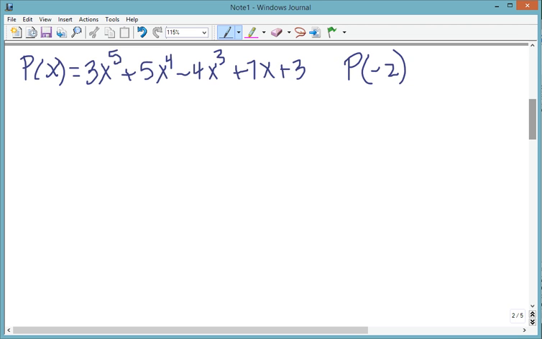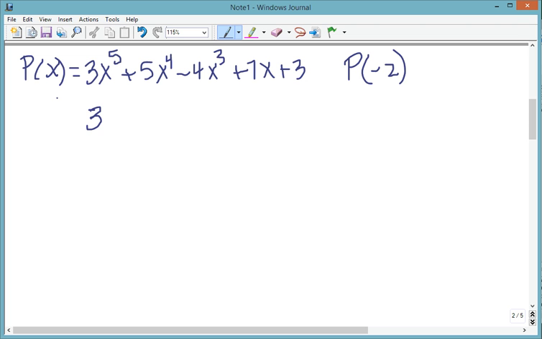Right? So I could do it by synthetic division, by using the remainder theorem. Okay? So the remainder theorem says if I were to plug in negative 2, my answer would be the same answer as if I did synthetic division with negative 2 and got the remainder. So I could do synthetic division and the remainder would be as if I plugged it in. Alright, so let's look at the synthetic division.